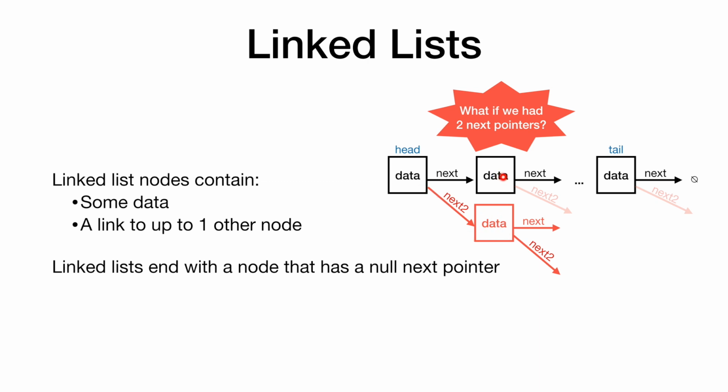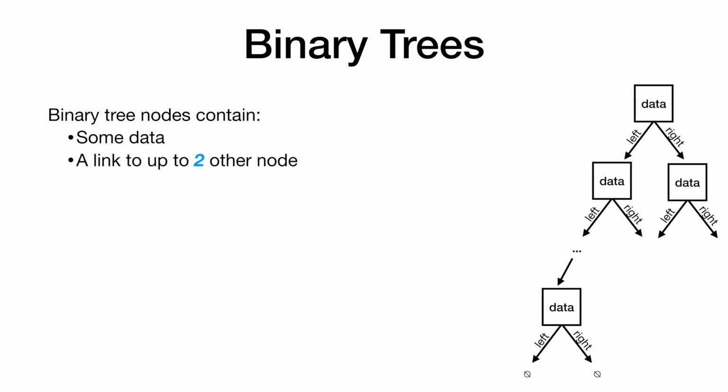And same thing with this guy. He points to a next and a next two. This guy points to a next and next two. So instead of having a single list now, it's sort of like a tree. It starts branching off from each other. So that brings us to the next sort of evolution of this concept, and that's binary trees.